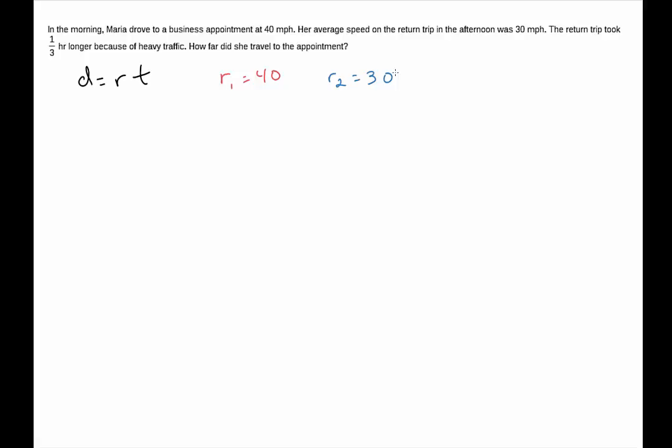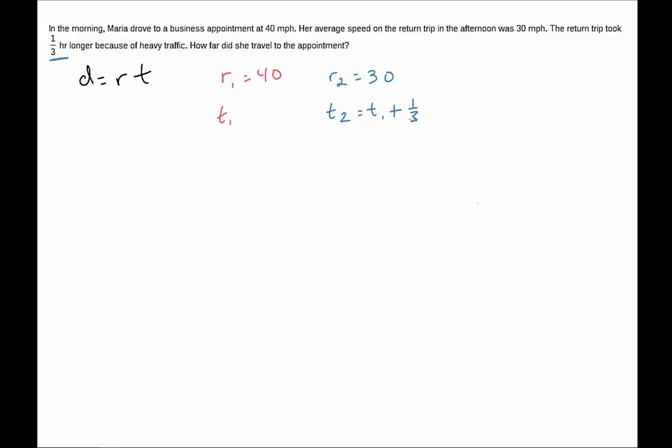Okay, and then they give us a little bit of information about the time. So they tell us that there are two different times and that our first time here is kind of the baseline for things, but our second time is 1/3 of an hour longer. So time 2 is just equal to time 1 plus 1/3, everything being in hours. Well, if that's the case, now I have all this information.